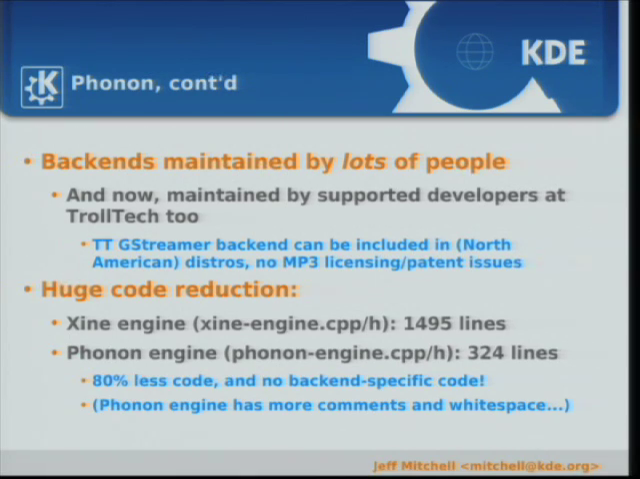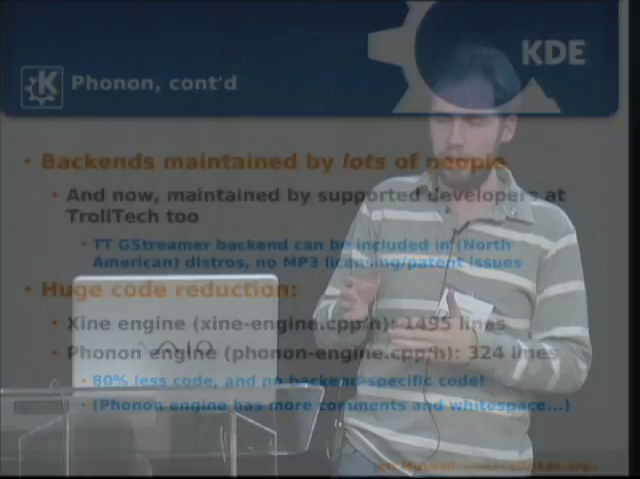And there's this huge code reduction because Phonon is so simple. So our Xine engine had 1495 lines of code in the CPP and H files. The Phonon engine has 324 lines. So that's 80% less code, none of it backend specific, none of it platform specific. And the Phonon engine code has more comments and white space too. Now, if you actually look at the comments and white space in those files, you'll find that even though it's a little more on the Phonon side, there's about 200 lines in each file that are comments and white space. So when you subtract, you actually get a ratio of about 90% code reduction. It's almost a ratio of 10 to 1.